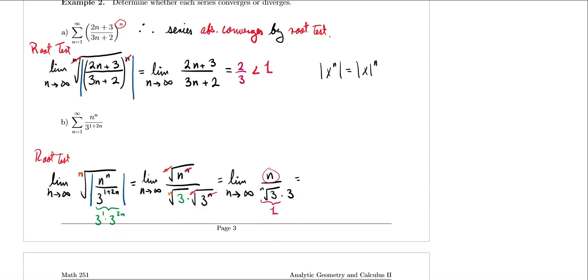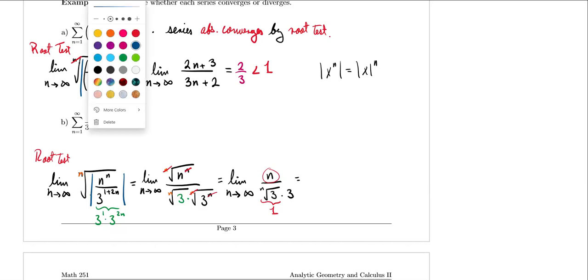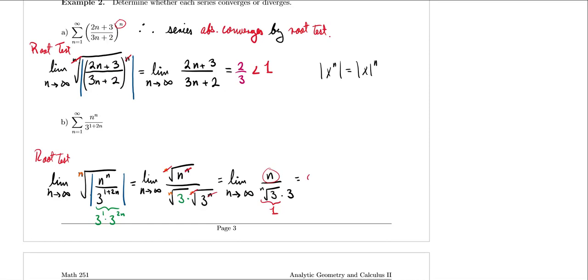But what about our numerator though? Well, since the n is approaching infinity, unfortunately for this one, we're going to have a limit that's infinity, or in other words, a limit that doesn't really exist. So the root test is telling us that the limit does not exist, therefore, the series diverges by the root test.